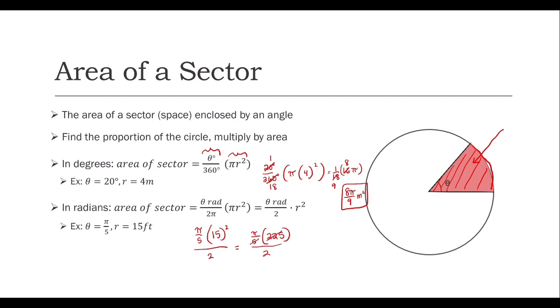225 and 5 simplify to 1 and 45. So we have 45 pi over 2, and our units are feet squared. So that's your area of this sector.